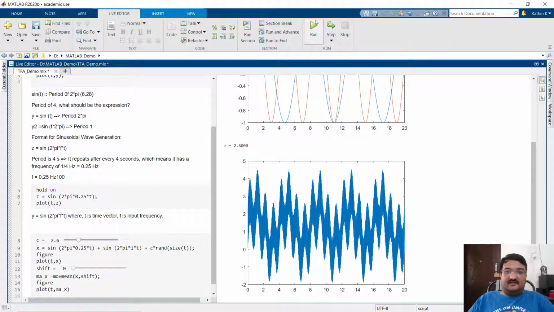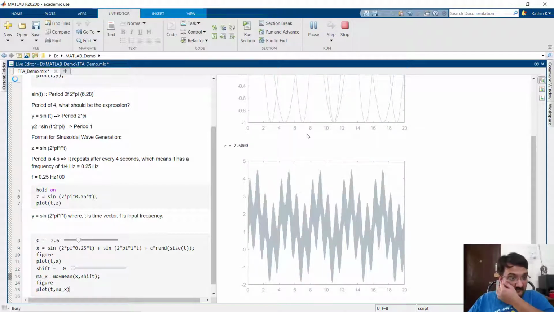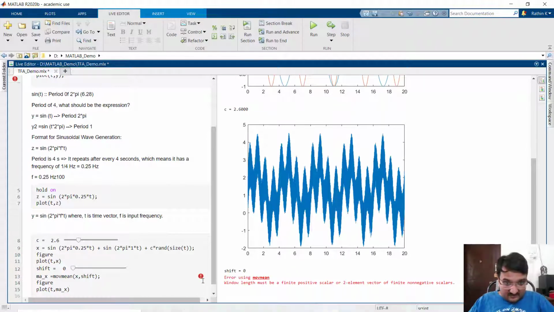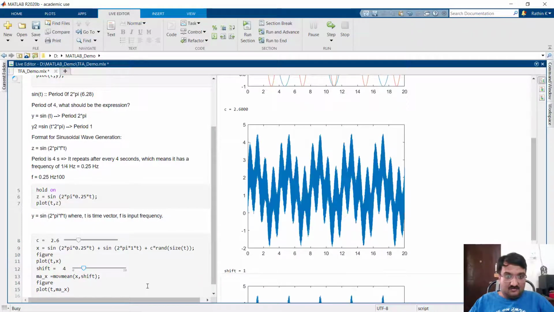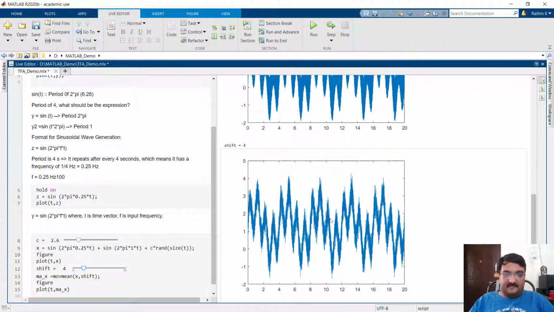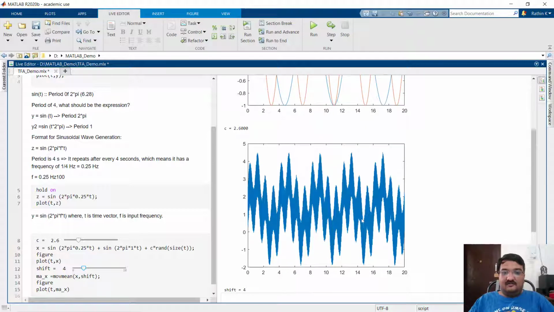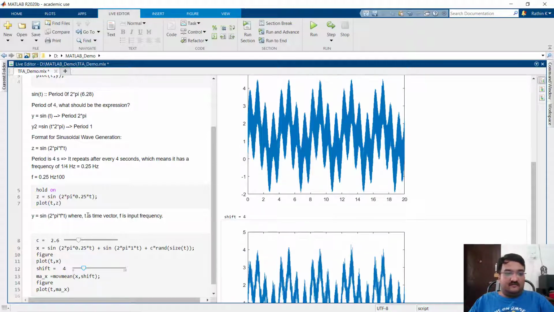So now if I run this, your C is defined, which is your constant. Again, the shift should be a finite number. That is what they are trying to say. But you can see that this was the original waveform.